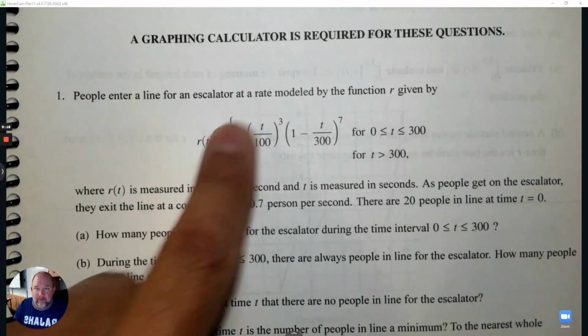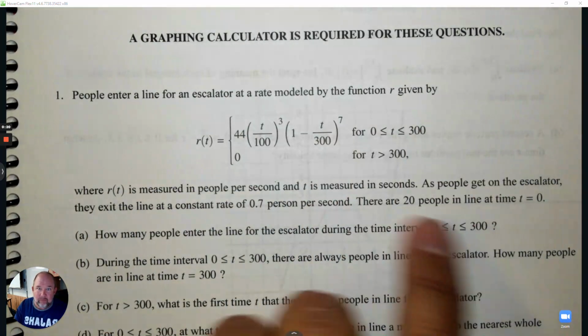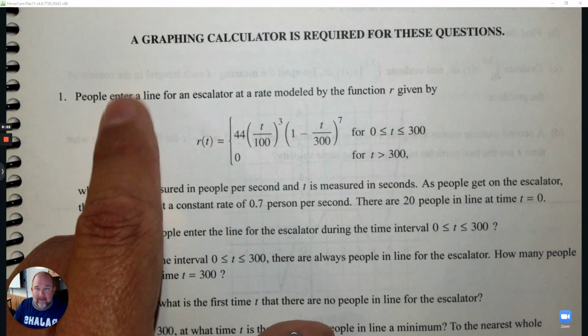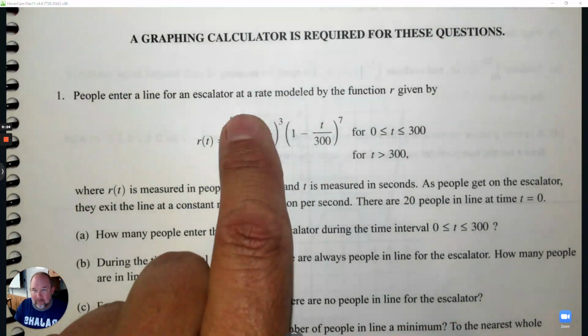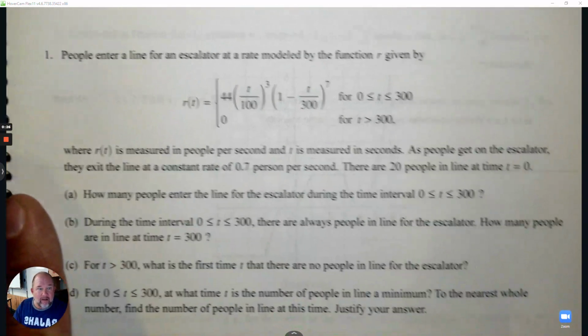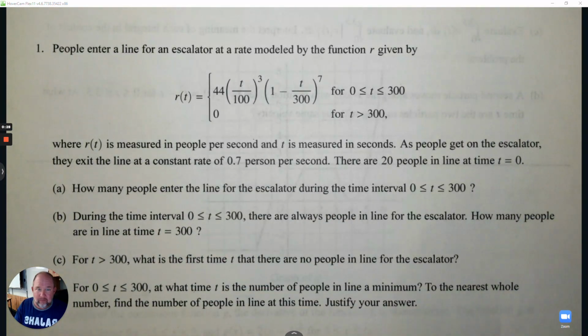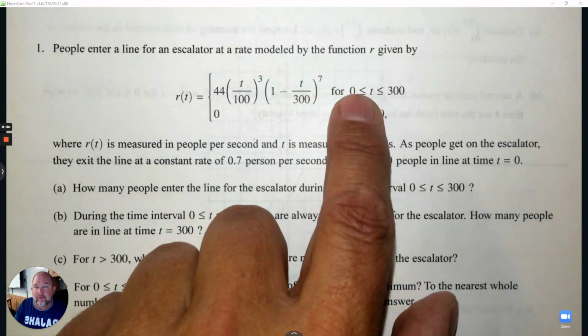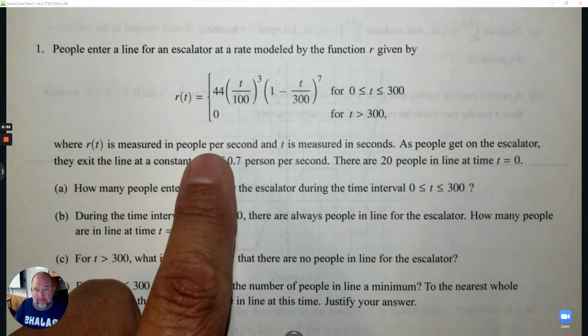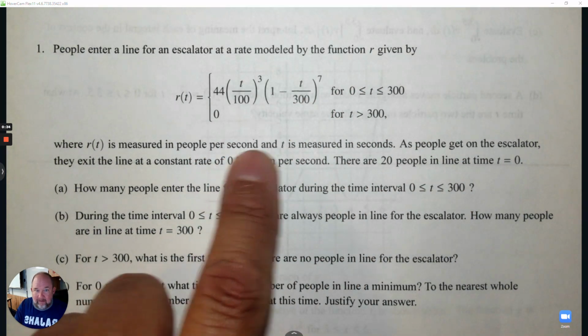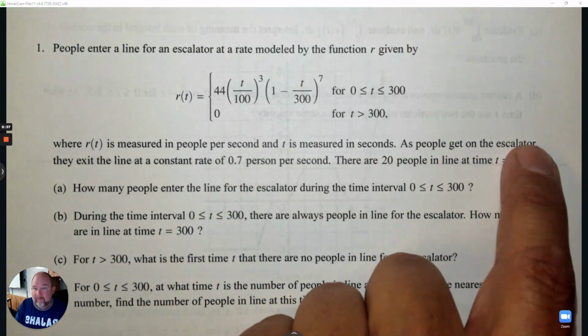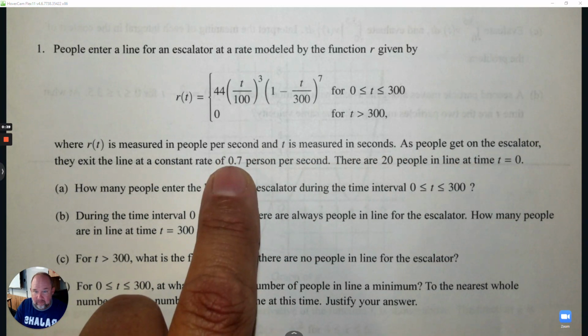You can tell something is adding and something is removing. So we have a line and people are entering at a certain rate, and there's another equation where they're exiting at a certain rate. From 0 to 300 is measured in people per second, and t is measured in seconds. As people get on the escalator, they exit the line at that constant rate.